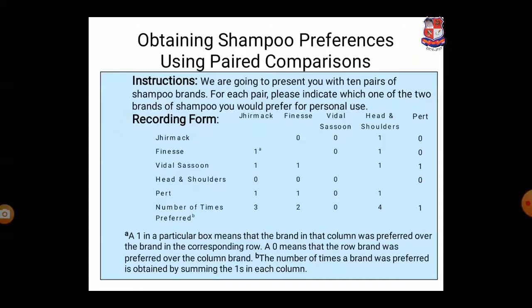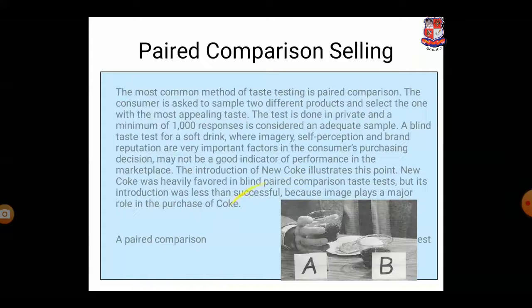So using paired comparison, direct comparison between two pairs of objects is possible. If the customer prefers the row brand, then put 0. If the customer prefers the column brand compared to the row brand, then put 1. So this is all about the paired comparison.